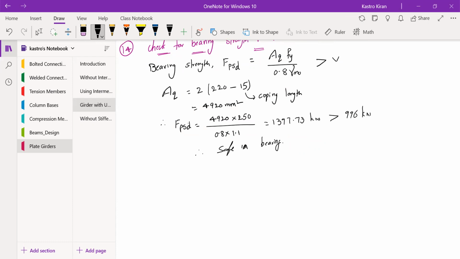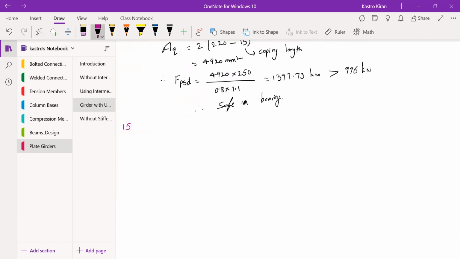Now, in continuation, we also have to check the torsional resistance of the end stiffener. Whether the end stiffener will get torsioned or not, whether it has sufficient capacity to avoid the torsional force or not. So let's keep the heading as check for torsional restraint provided by the end stiffener. It's not resistance, it is restraint.